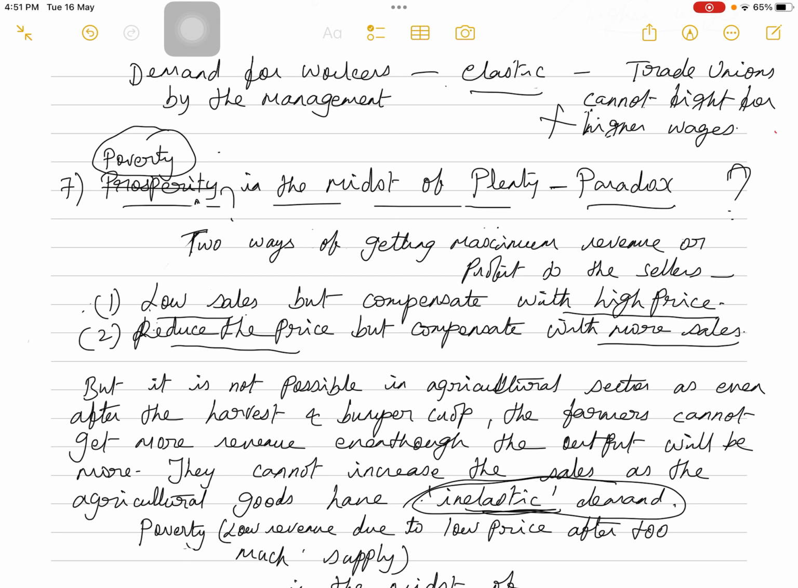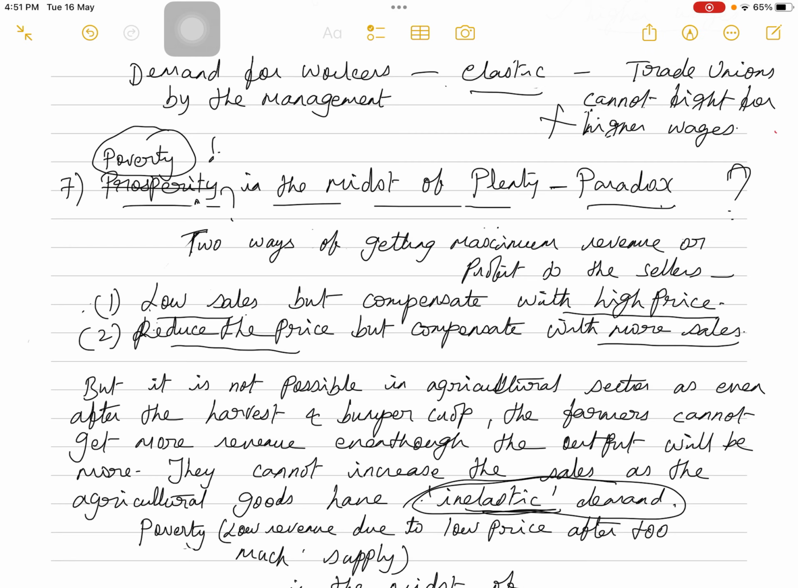That's what we understand. If there is more output, if the sellers are able to produce more and more output, if the production is taking place, if the sales are happening, then the sellers will also get more revenue. That is logical. But in some cases, even though the production is more, if the volume of output is more, still the sellers are in poverty. So that is something unexplainable.